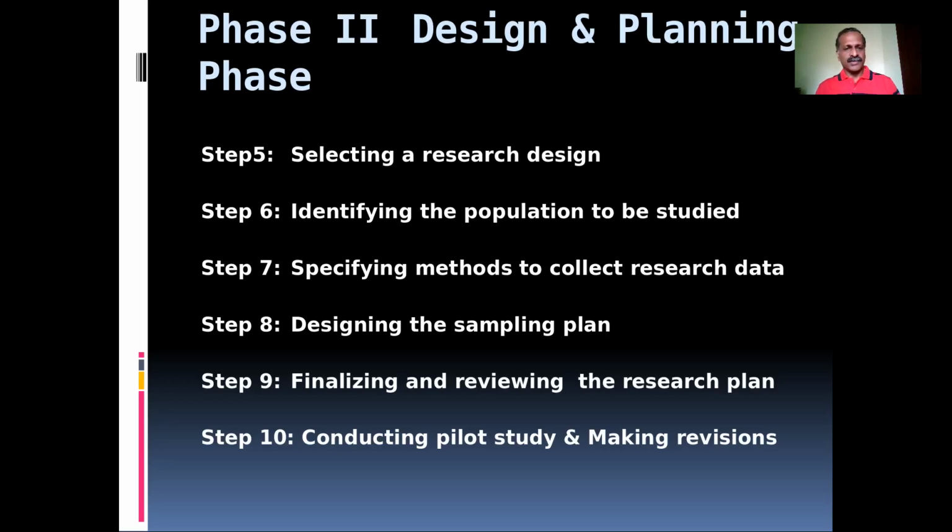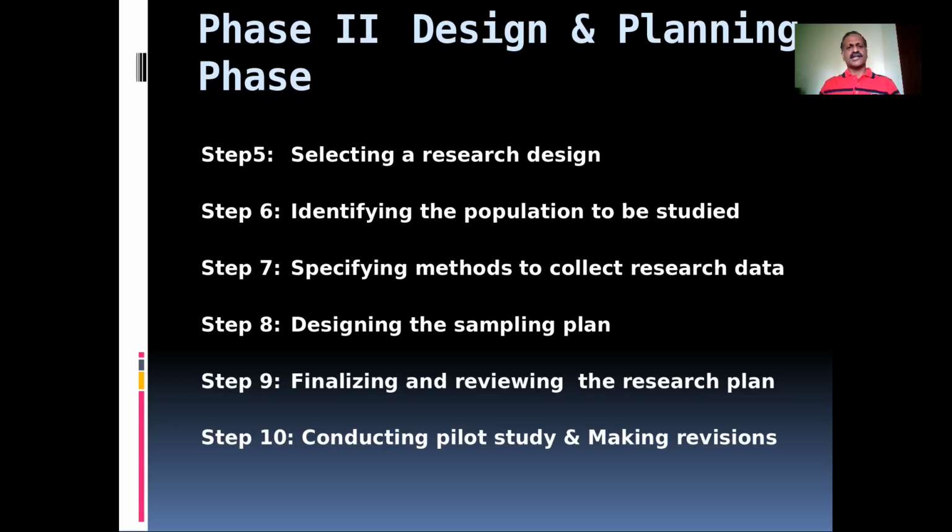The next step, the fifth step here, is selecting a research design. Step 6, identifying the population to be studied. Step 7, specifying methods to collect research data. Step 8, designing the sampling plan. Step 9, finalizing and reviewing the research plan. And step 10, conducting a pilot study and making revisions.